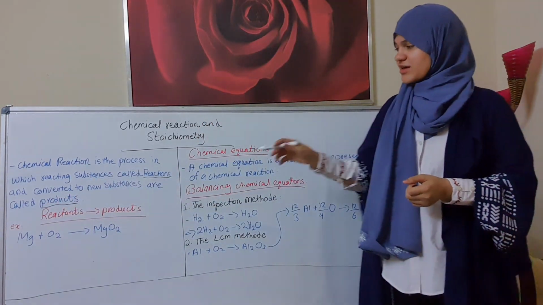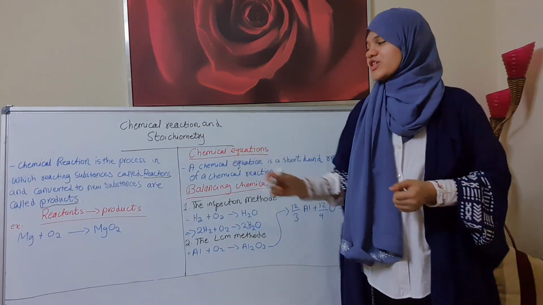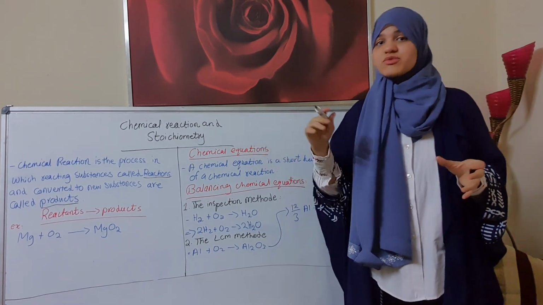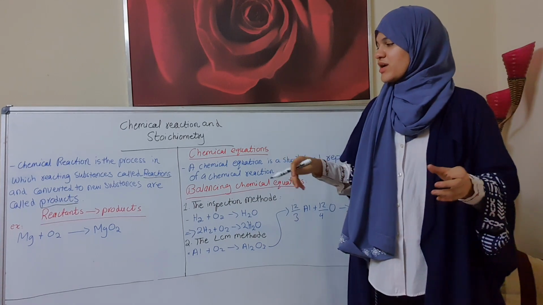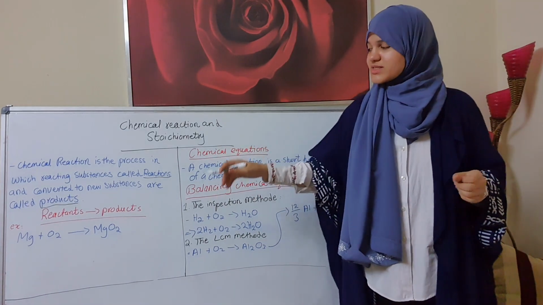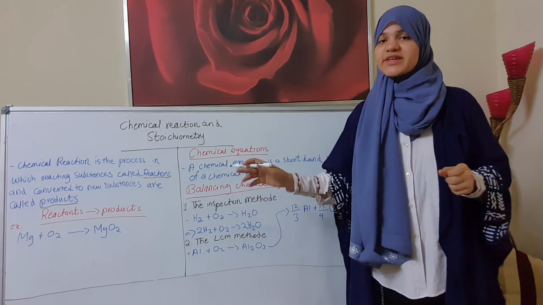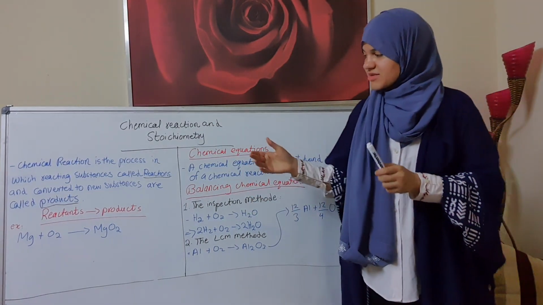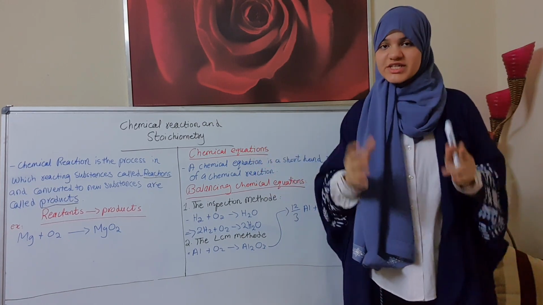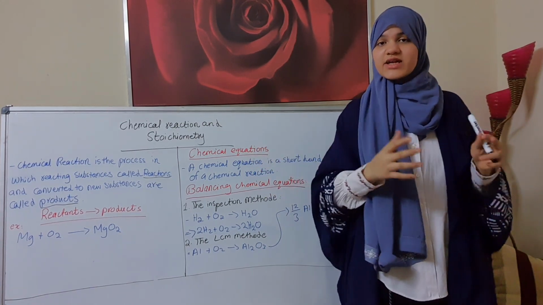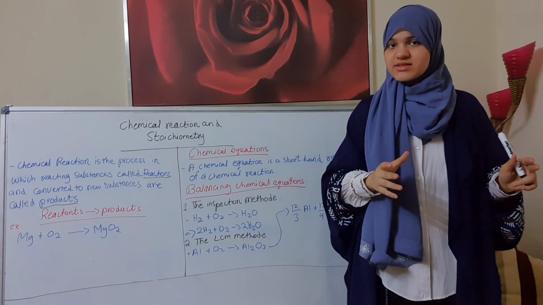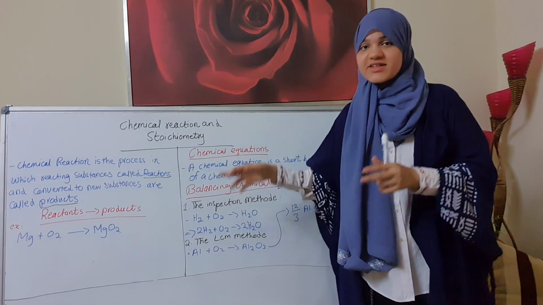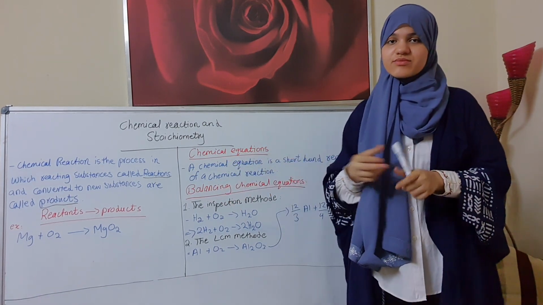Now, in this example about chemical reactions, reactants will always give us products. They will be converted to products. For example, magnesium plus oxygen will give us magnesium oxide. Here, magnesium and oxygen are on the left side, which are called reactants, and on the right side we have the product, magnesium oxide.